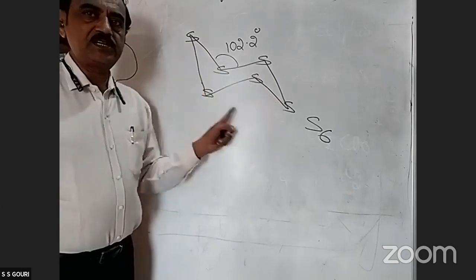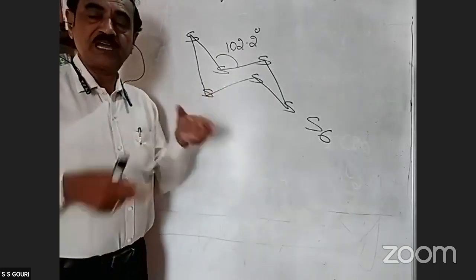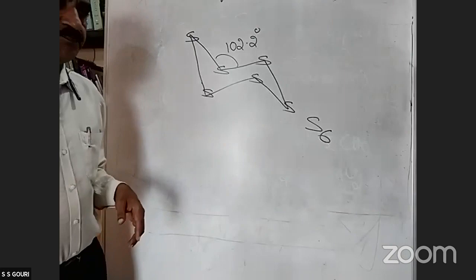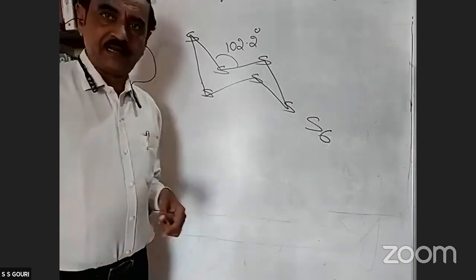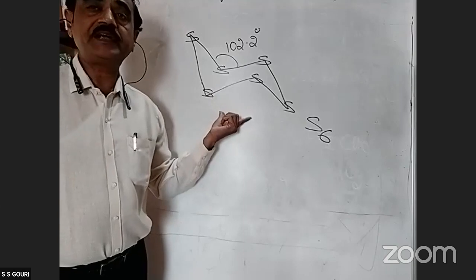On a two-dimensional board, we can't draw it properly, but when you make a model of it, I told you just now, you take an aluminum wire and try to construct it like this. You will have the idea.